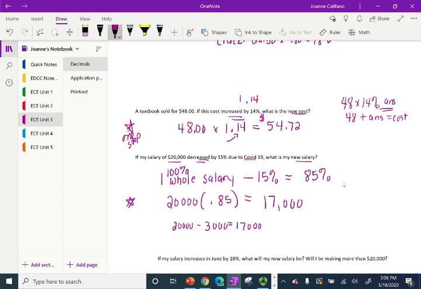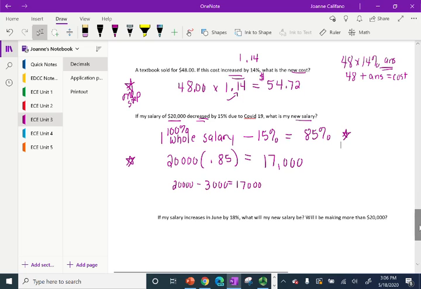Subtract the percentages first. Multiply the amount of your money times the percentage, which is less than 100. Less than 100% is a decrease. More than 100% is an increase. So in the first problem I did here, if I'm increasing by 14%, I'm adding 14% to 1, and that's my multiplier. If I'm decreasing my salary, I'm subtracting 15% from 100%, and that's my multiplier.